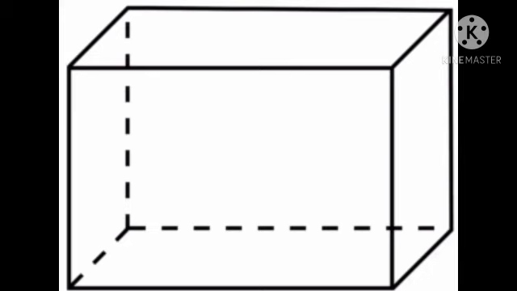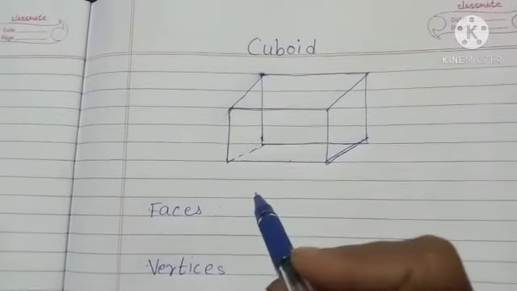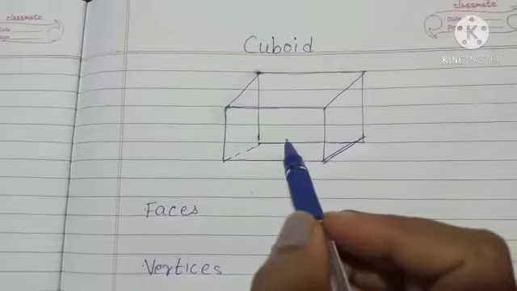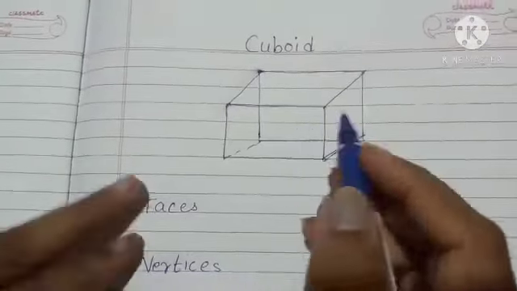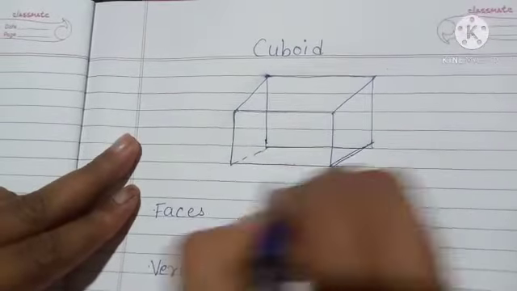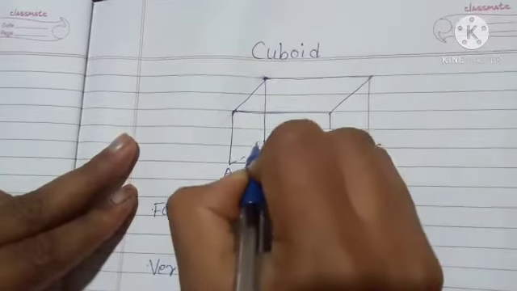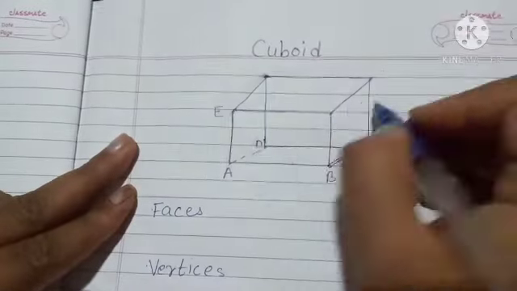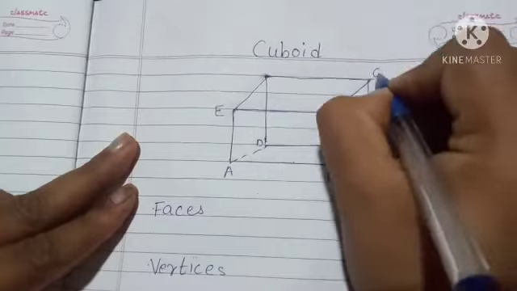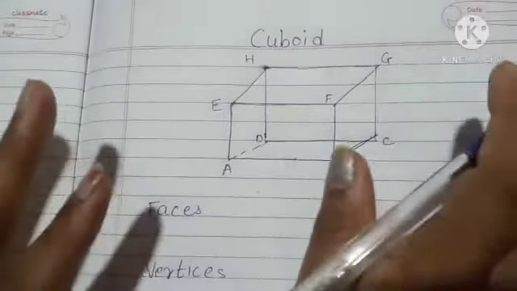So this is the basic shape of cuboid and we will be learning each and every characteristic of this cuboid. So what now we are going to do is I'll be naming this and I'll be explaining you about the faces, vertices and edges of the cuboid. So I have made this cuboid and I'll be just naming it. So first of all, this is A, this is B, C, this is D, E, F, G, H. This is the naming of the cuboid.